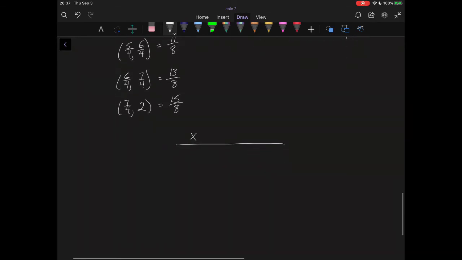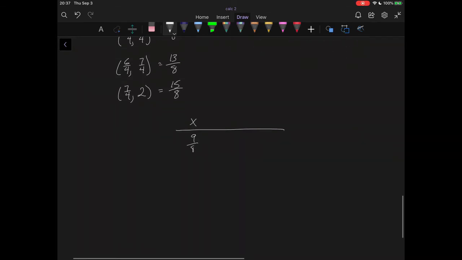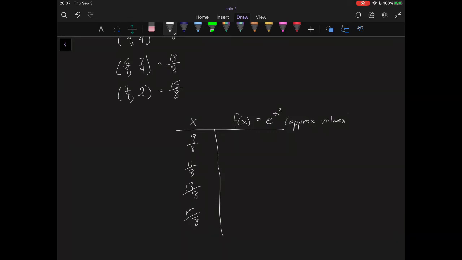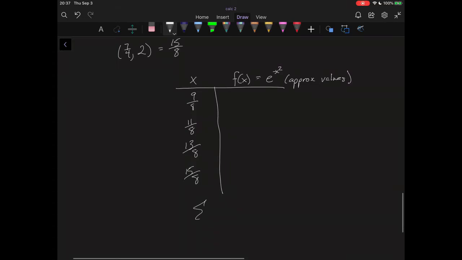Now we're going to make a small chart where we have 9/8, 11/8, 13/8, and 15/8, all of our midpoints. And we're going to evaluate f of x at each of these points. So we're just going to plug 9/8, 11/8, 13/8, and 15/8 into x for e to the negative x squared, using their approximate values. And then at the end, we're going to add them up and see what we get. So let's go ahead and plug those into a calculator.